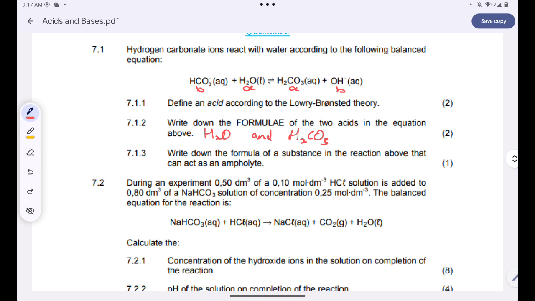Write down the formula of a substance in the reaction above that can act as an ampholyte. The hydrogen carbonate ion can act as an ampholyte. Why? Because it has the ability to donate a proton or an ability to accept a proton. Are we together? So this guy over here can act as an ampholyte.